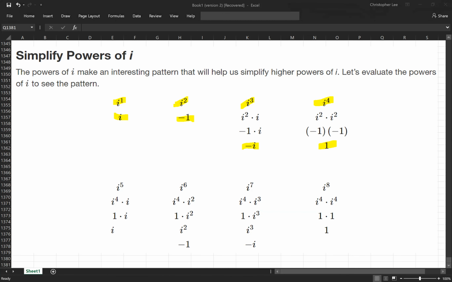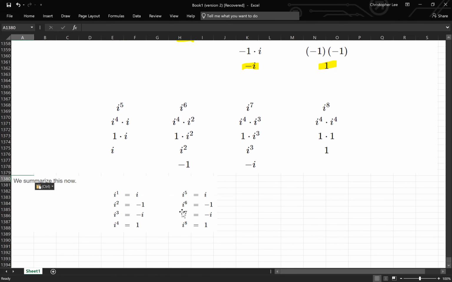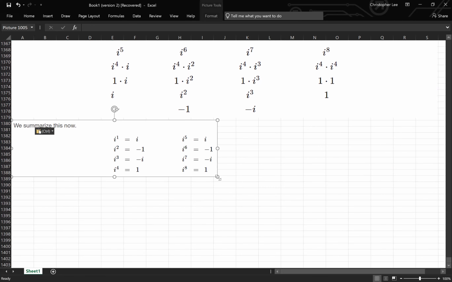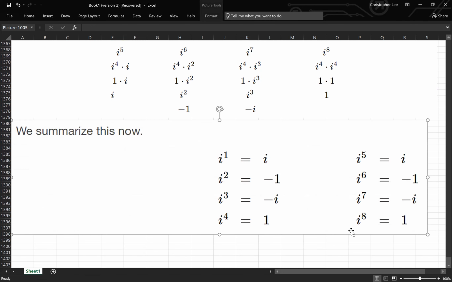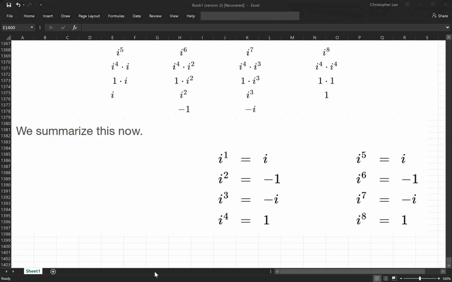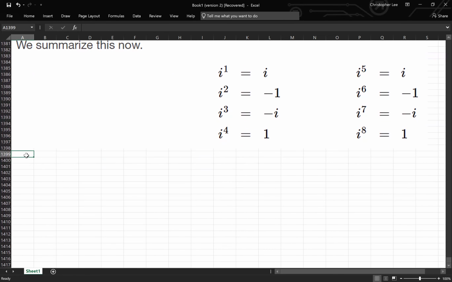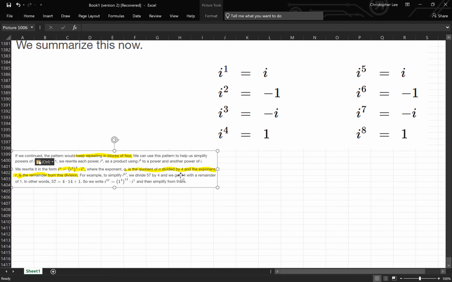So just to summarize real quick. i to the first power is equal to i, i to the second is equal to -1, i to the third is equal to -i, i to the fourth is 1, i to the fifth is i, i to the sixth is -1, i to the seventh is -i, i to the eighth is 1. So every 4 i's is positive 1. They just repeat in 4s.